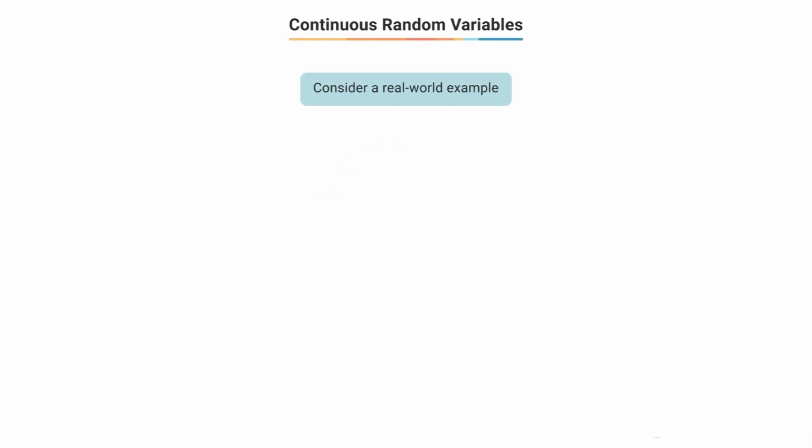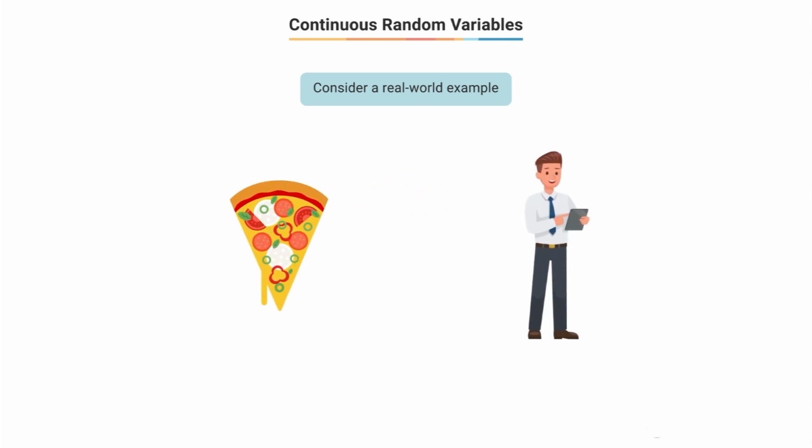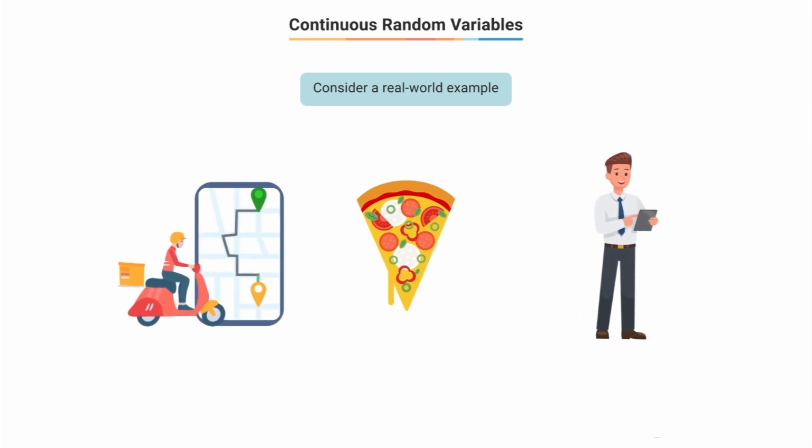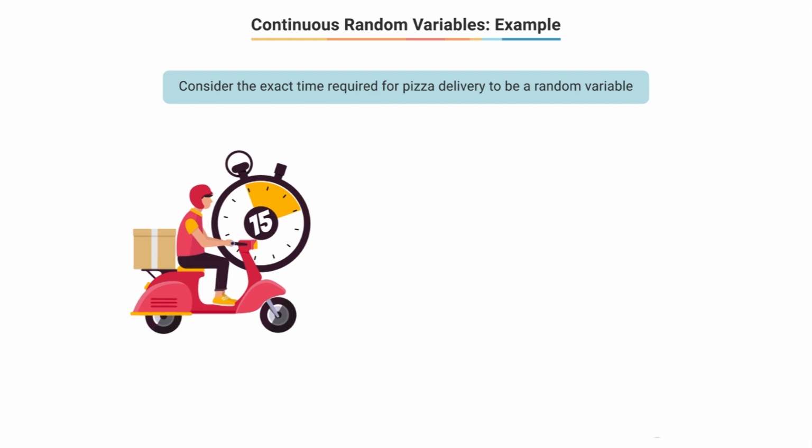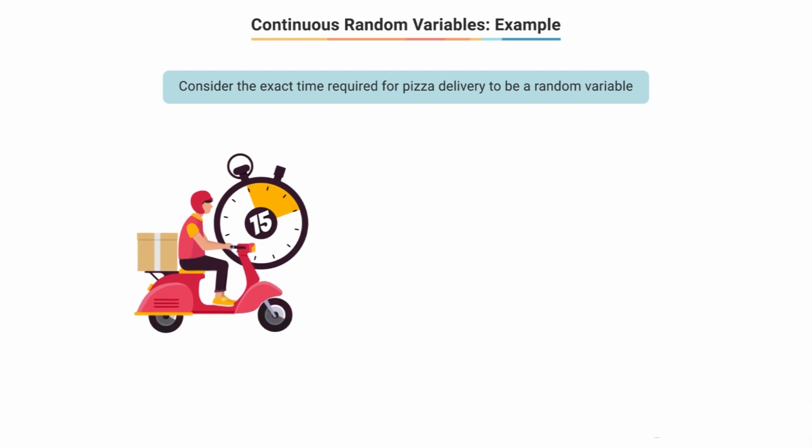Let's consider an example. All of us have ordered a pizza at some time in our life. So consider yourself as a manager at one of the pizza delivery outlets. Now, as a delivery manager, you are concerned with the average time it takes for a pizza delivery to reach a customer. So let's consider a random variable, which is the exact amount of time required for a pizza delivery to reach a customer. Let us name this capital X, and let's say that this X is calculated in minutes.